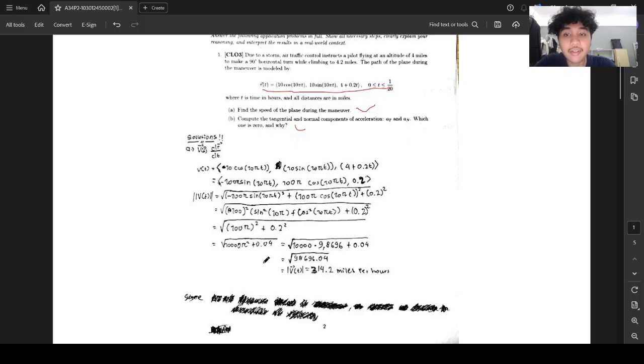Here we need to find the speed of the plane. So here we're going to use the velocity. The velocity is the derivative of this value. So first we're going to derive v(t), the velocity. Here, for each of the inside parts, we're going to use the chain rule to solve it.